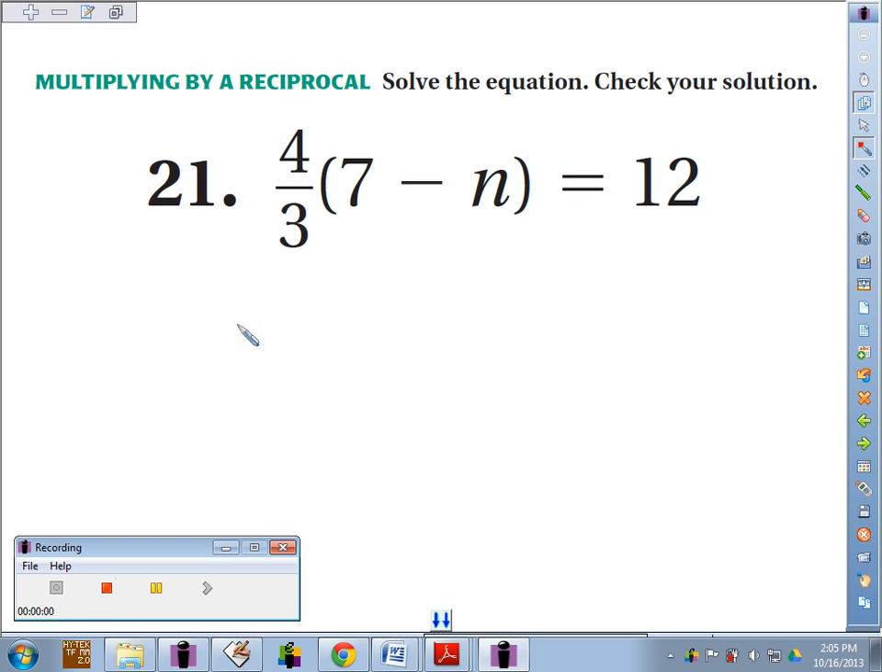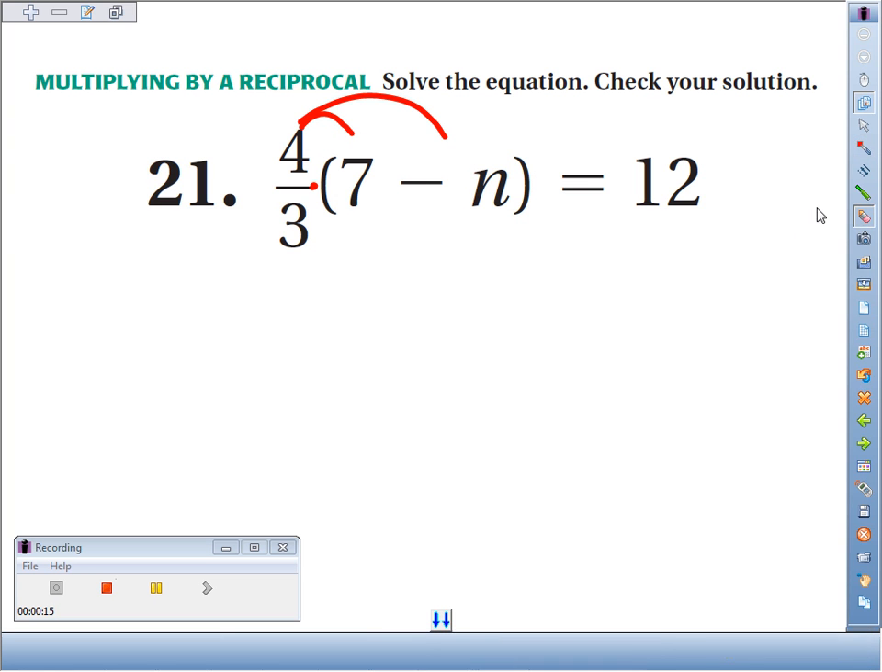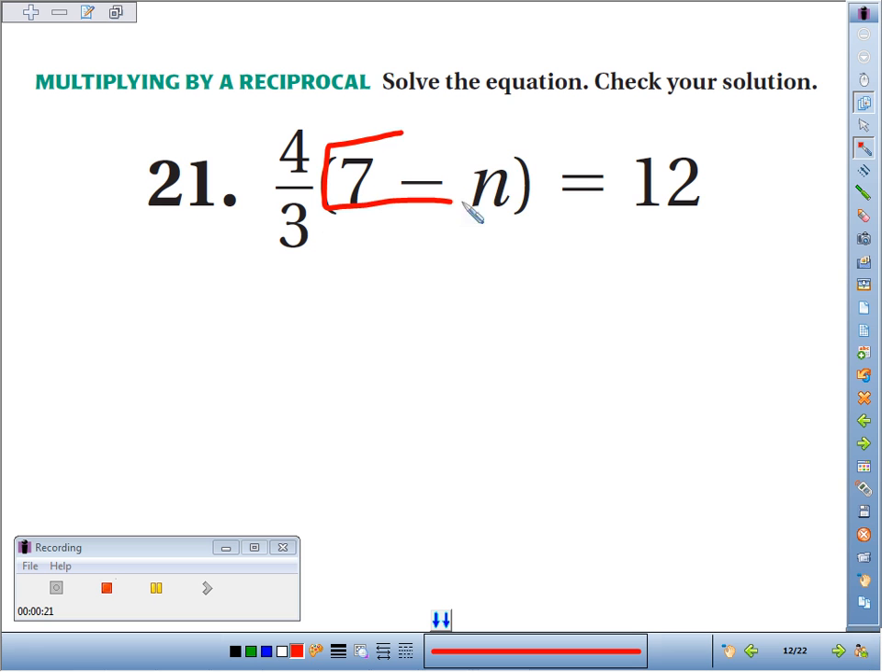Number 21, we're supposed to solve the equation. We've got 4/3 times the quantity 7 minus n equals 12. Now normally we'd say, distribute 4/3 here and distribute 4/3 here, but distributing a fraction is just going to create a big mess. So the trick to these, instead of distributing the fraction, think of trying to get this group of things by itself first.